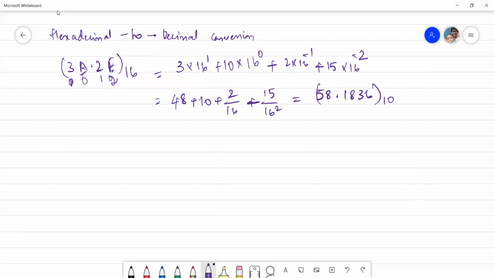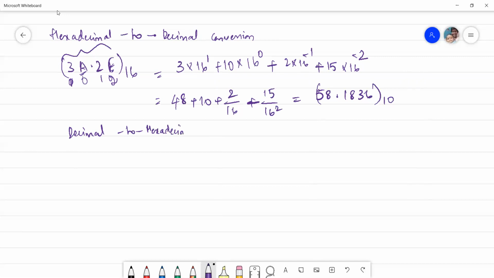So the decimal equivalent for this hexadecimal number 3A.2F is 58.1836.